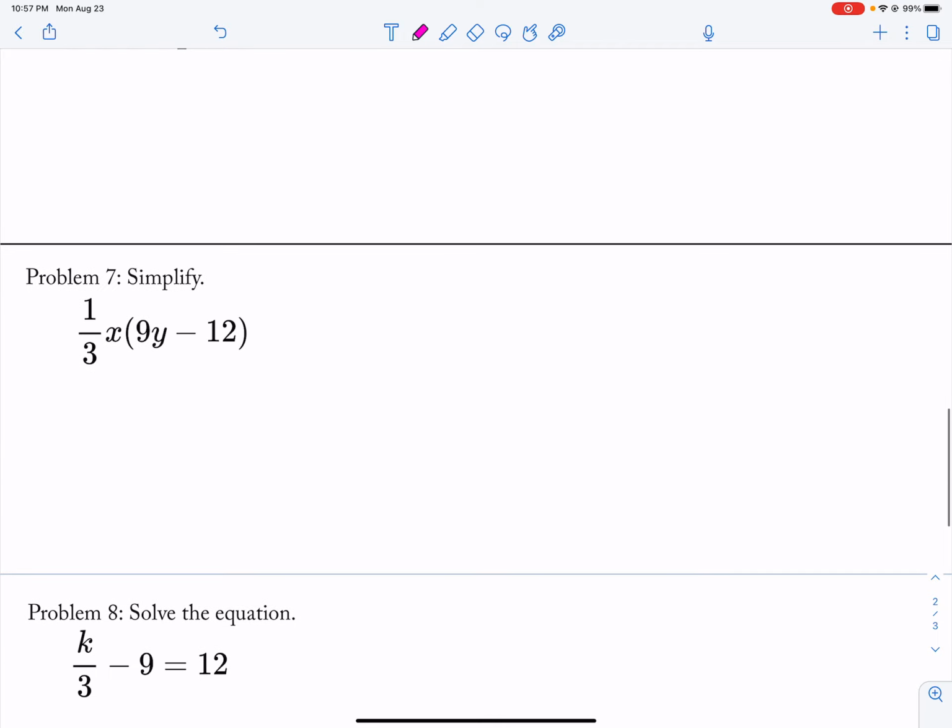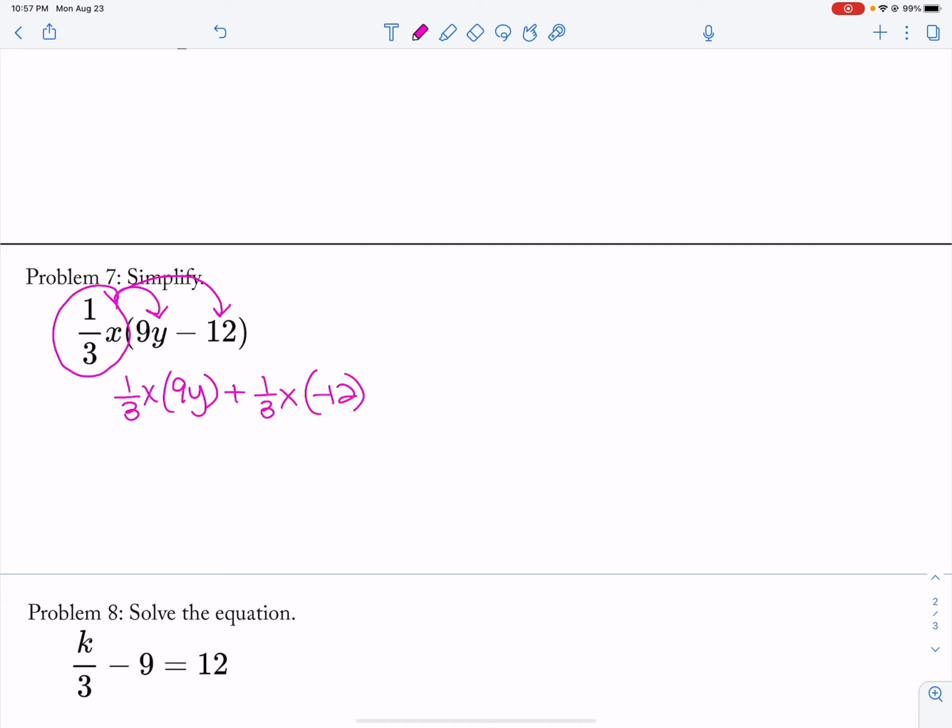And then 7, so this question here is just simplifying. So I'm going to take my 1/3 and use the distributive property. So I end up with my 9 and my 1/3. So this is really 1/3 x times 9y, and then plus 1/3 x times negative 12. So that's really what we've done, we've distributed this.